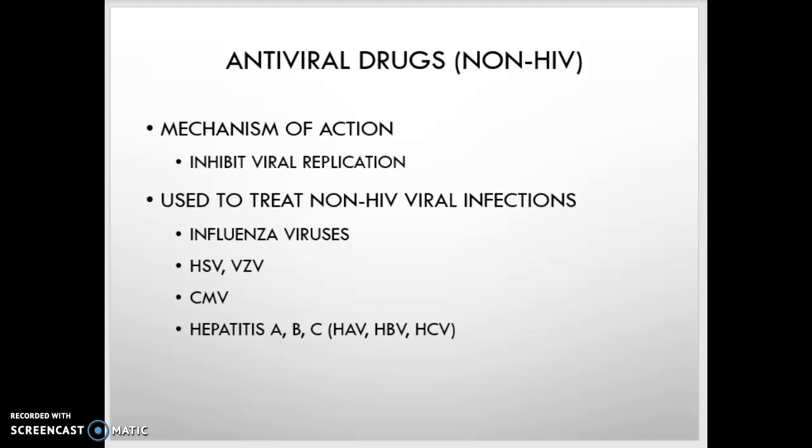So how do these non-HIV antiviral drugs work? Well, their mechanism of action is that they inhibit viral replication. They decrease the concentration of the virus where the patient's immune system is then able to eliminate the virus. If elimination does not occur, the virus may enter a dormant state or may replicate in low levels, which can then be suppressed or controlled with ongoing antiviral therapy. Non-HIV antivirals are also used to treat things like influenza viruses, HSV, VZV, CMV, and our hepatitis A, B, and C. We'll cover hepatitis in greater detail when we cover chapter 47.